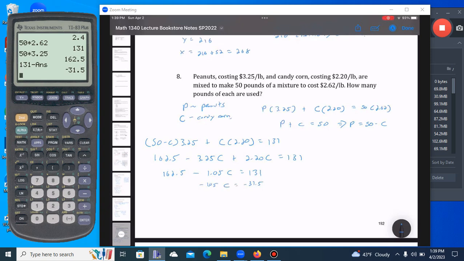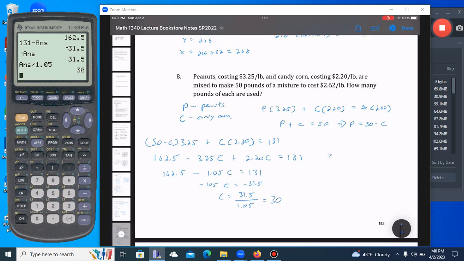And then those minus signs cancel out, so we just got to divide by 1.05. C is 31.5 over 1.05. Got the negative sign. And divide by 1.05. We get 30.